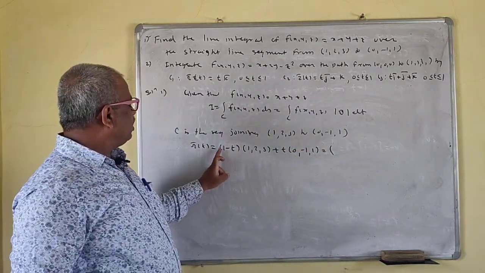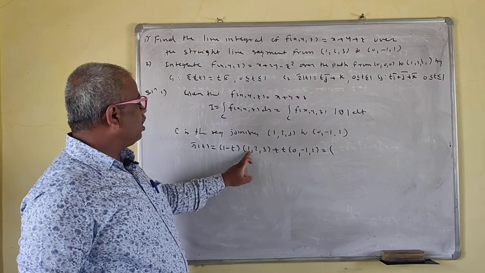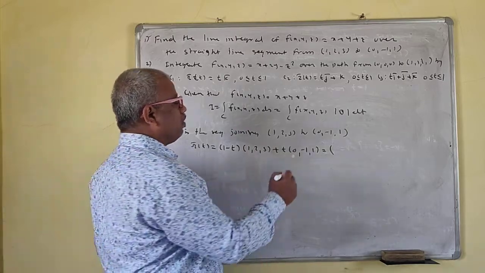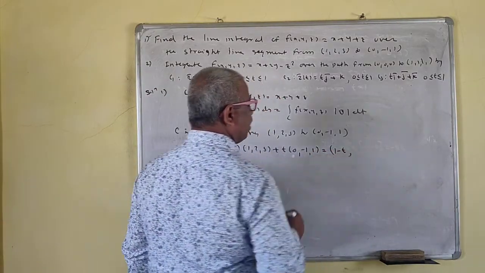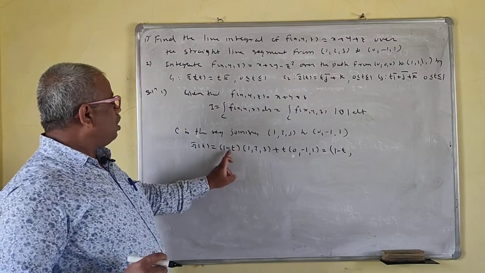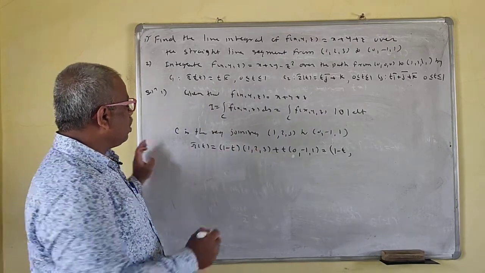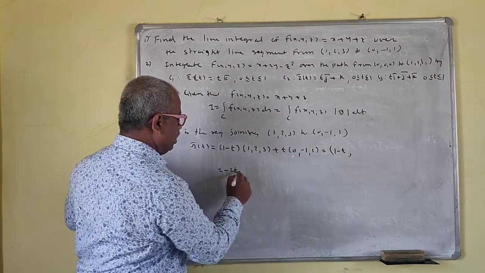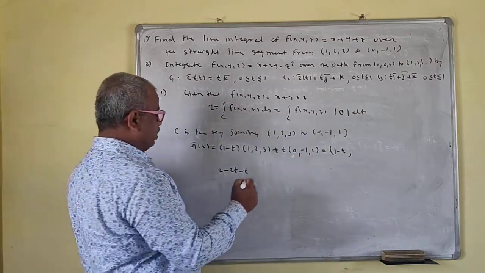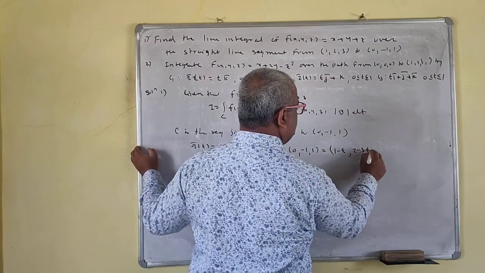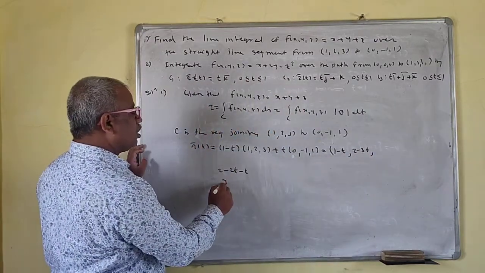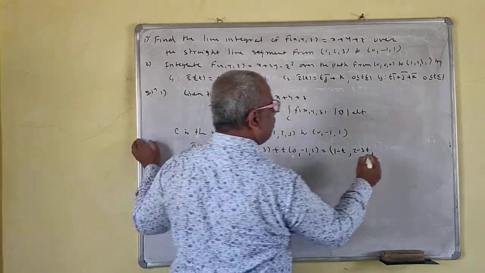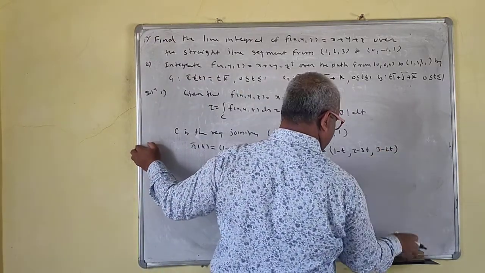So what is this then? 1 minus t into 1 plus t into 0, that is 1 minus t. Then 2 minus 2t minus t, so this is 2 minus 3t. Then 3 minus 3t plus t into 1, so this is 3 minus 2t.